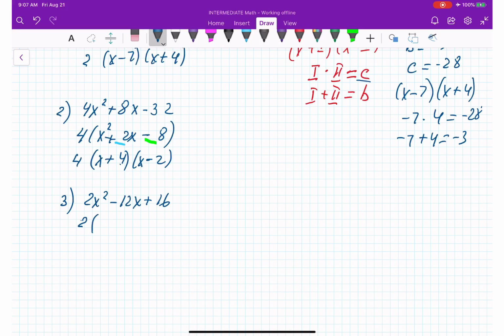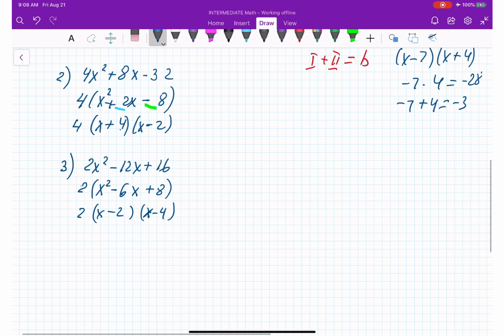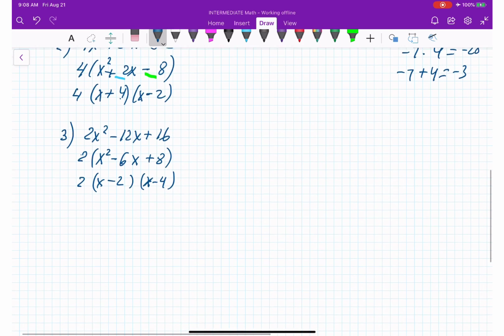So 2x squared divided by 2, x squared. Negative 12x divided by 2, negative 6x. 16 divided by 2 is 8. So we have two numbers multiplied by each other is 8. Add, we get negative 6. And these numbers are going to be negative 2 and negative 4. Okay. Next one, number 4.